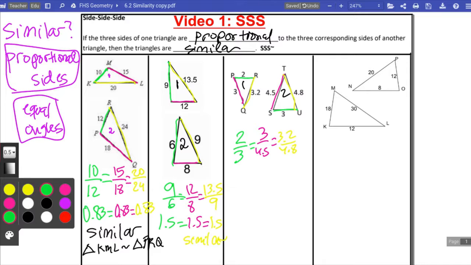All right, let's start getting it. So 2 divided by 3, that's 0.6. 3 divided by 4.5, that's 0.6. All right, next one. 3.2 divided by 4.8. That gives me the same thing. So they're similar. This one has letters, so I can definitely label them.